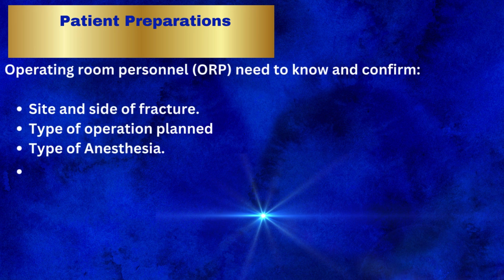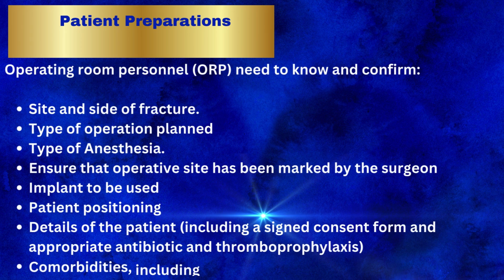These are the information that the operating room personnel need to know and confirm. First is the site and the side of the operation, left or right, whether hip, knee, arms, or head. The type of operation planned, the procedure name written in the consent, the type of anesthesia, if she will be given general or under spinal or epidural anesthesia. Ensure that the operative site has been marked by the surgeon.